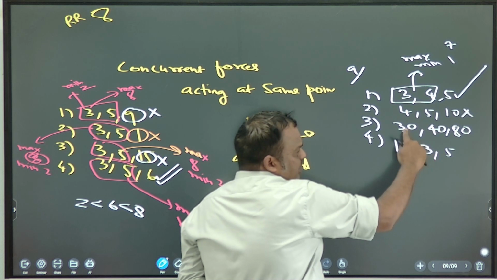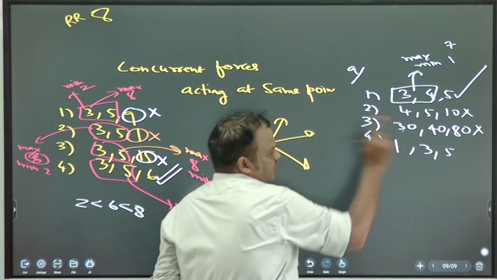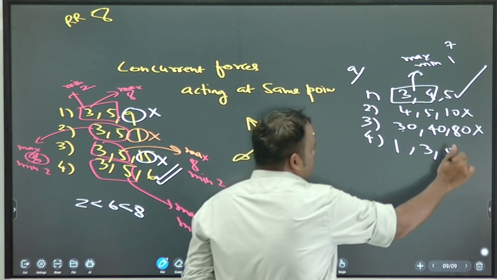Now 30 and 40, maximum? 70. So 80 not possible. 1 and 3, maximum? 4. So 5 not possible.